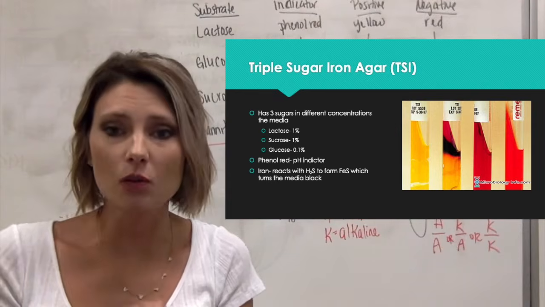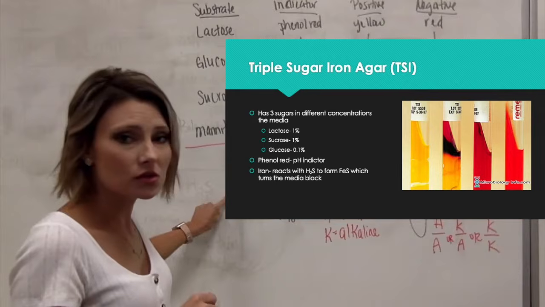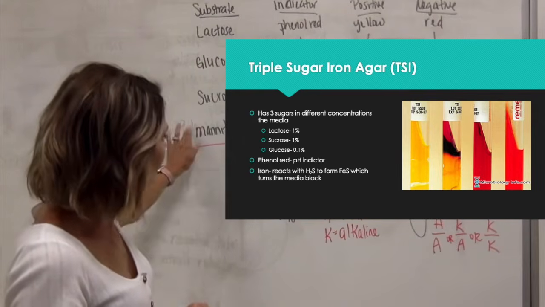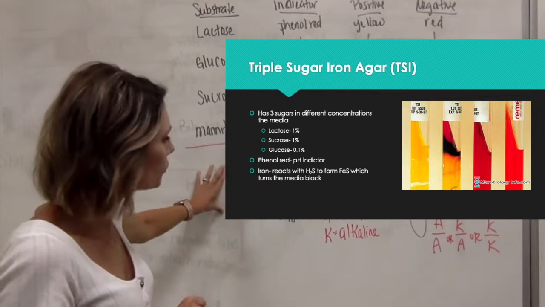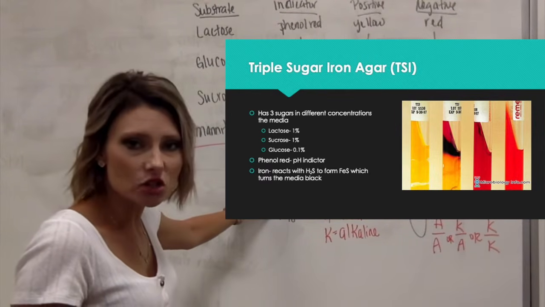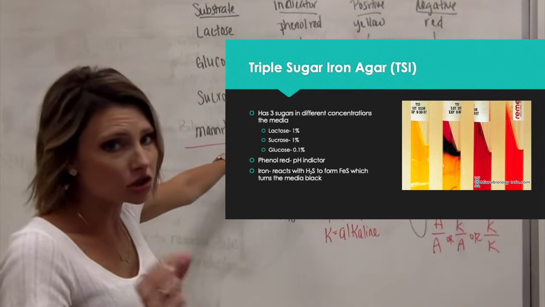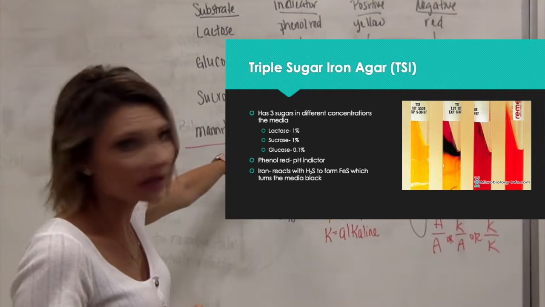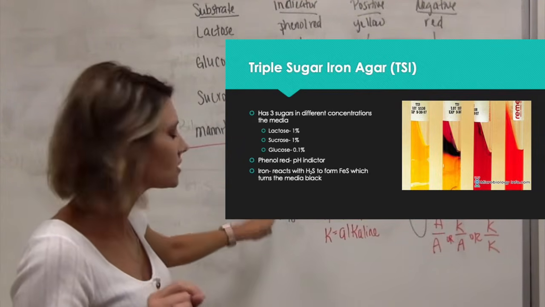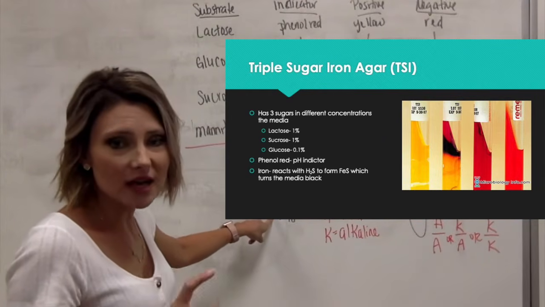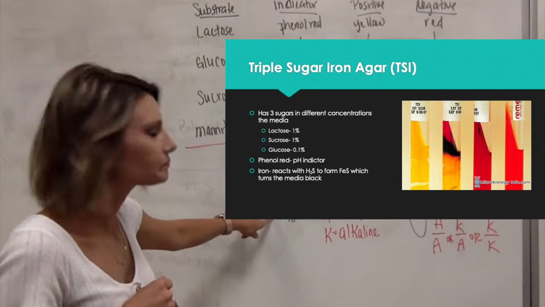So it's got 3 sugars in it. Which sugars does it have? It has glucose, lactose, and sucrose. So it doesn't have any mannitol, but it has these 3. Also, you will notice that they are at different concentrations in the tube. Glucose, which is our monosaccharide, small sugar, is at 0.1%. Lactose, a disaccharide, is at 1%. And sucrose, also a disaccharide, also at 1%. So that's where the name triple sugar comes from.